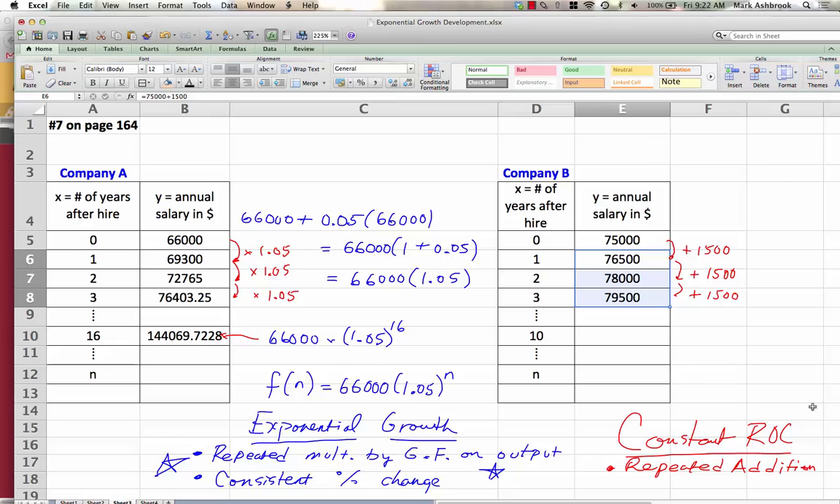On what to get what? Repeated addition on what to get what? On the input to get the output? What is it? Repeated addition on the output to get the new output. Still, right? We're taking this old salary, adding 1,500 every time to get the new salary. It's still a repeated addition on output to get the next output. Delta y's, right? Delta y, delta y, delta y. Stays the same.